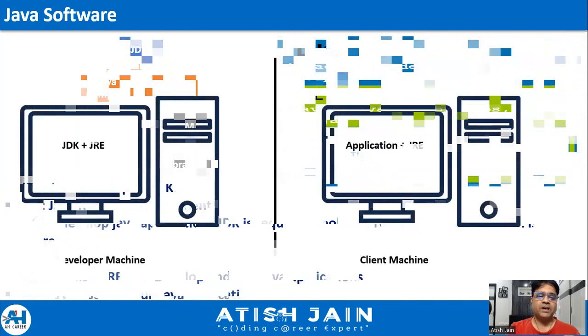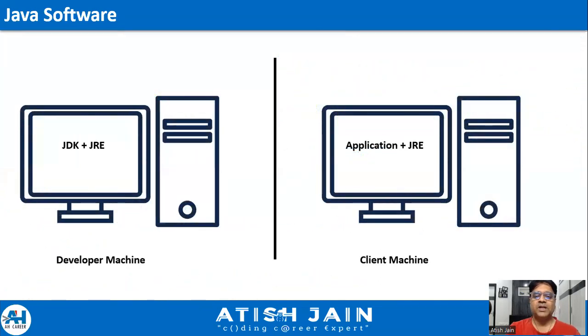Okay, and suppose you look at this picture, it will tell you very clearly that if you are the developer, then your system will have JDK and JRE, and by using this JDK and JRE, you will develop applications for your client. Once you deliver that application to your client, along with the application you have developed, you have to provide JRE also to the client. Then only the client will run the application you have developed. So hope you got clarity on this picture.